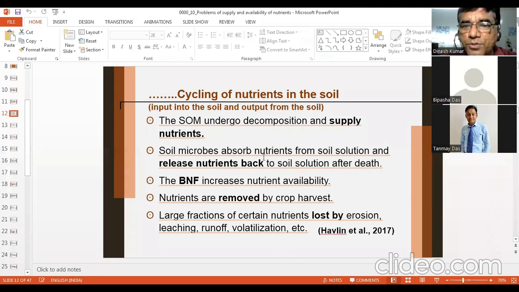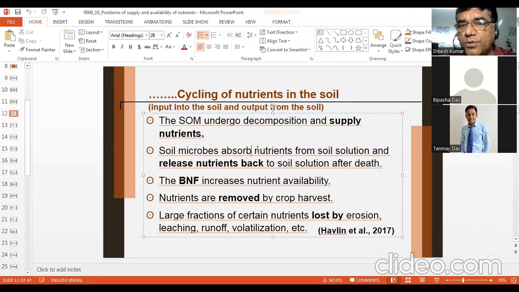Soil microbes absorb nutrients from soil solution. They can also absorb nutrients from soil solution and release nutrients back to the soil solution after death. Of course, they will take up nutrients from soil solution, but they cannot keep it forever. Ultimately, they have to return it back to the soil solution, and they will do so only when they die. Till they are alive, they will not like to give anything. But upon their death, they will release minerals back into the soil solution.